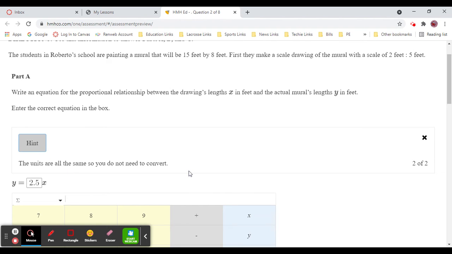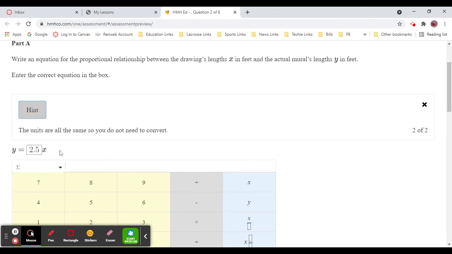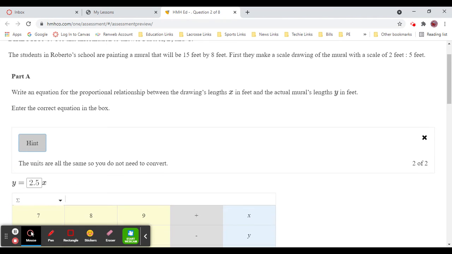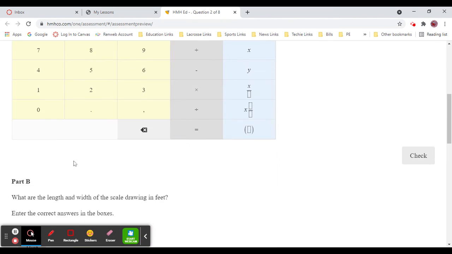The units are the same. You don't need to convert. 2.5x. So whenever I have this, second one divided by the first one gives you that rule. It always works. Always works. 2.5. So now I have my scale.